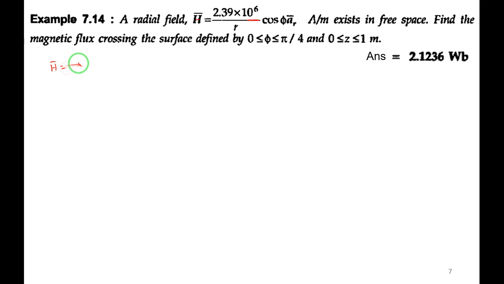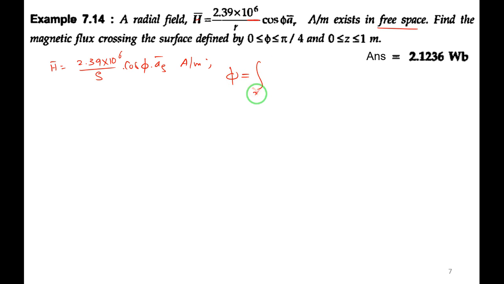H vector is given as 2.39 into 10 power 6, instead of r I can take it as rho, cos phi into a rho, ampere per meter. And it exists in free space, they are giving. Then find the magnetic flux phi crossing the surface defined by phi equal to 0 to pi by 4 and z equal to 0 to 1 meter. Yes, we will draw this surface. Then it is asked to find the magnetic flux phi.